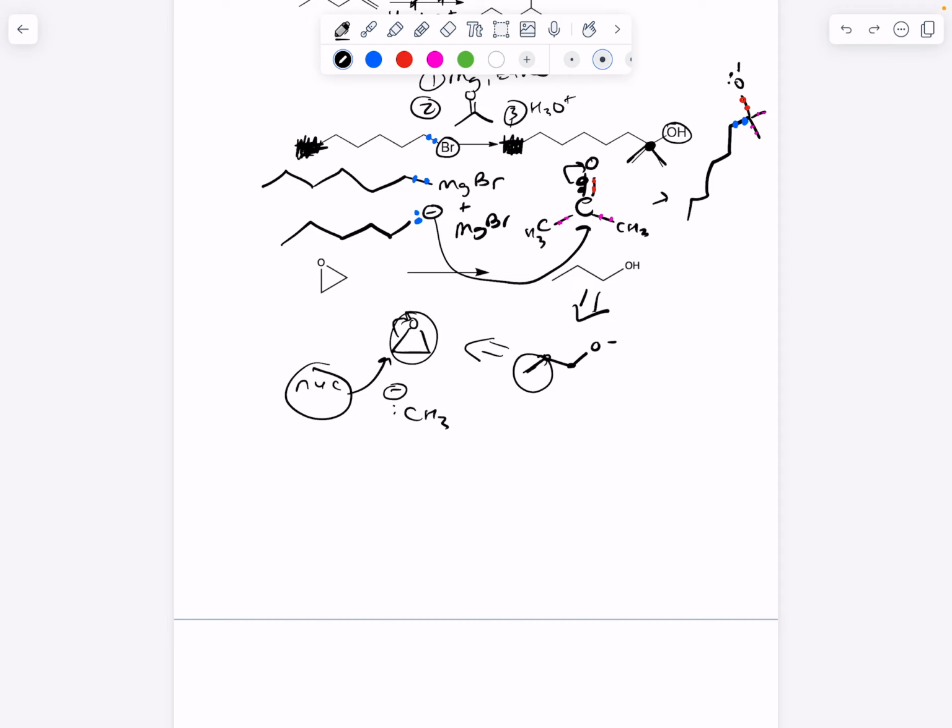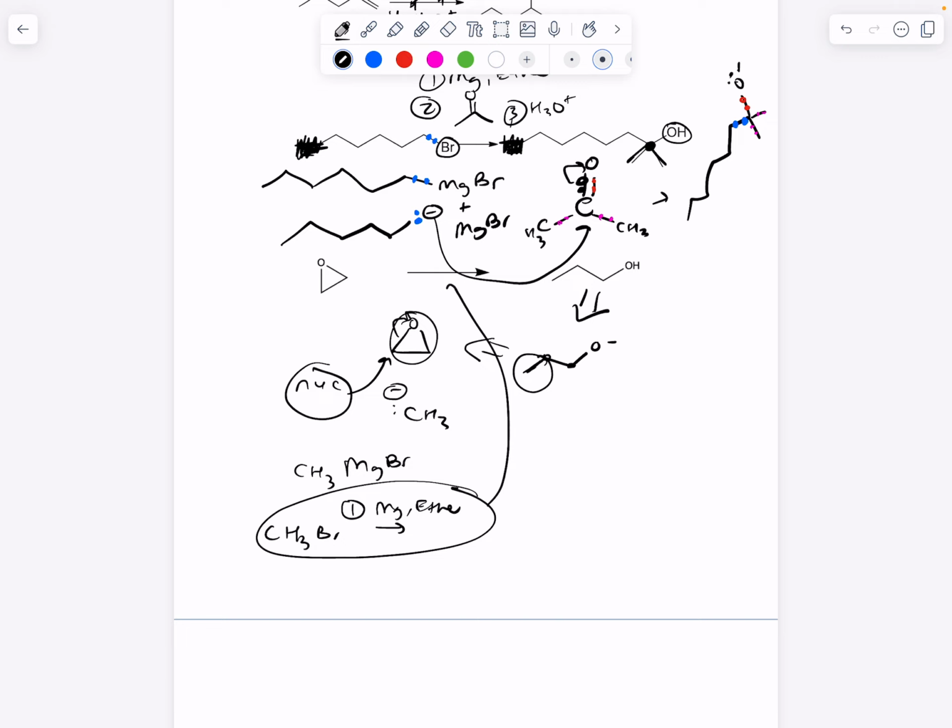So CH3 minus must have been our nucleophile, so we must have CH3MgBr. I always want to put it on the wrong side. So we must have started with CH3Br and added magnesium. Added magnesium in ether as our first step, and then added all of this to this reaction. So this would be our first reagent, and our second would be H3O+.